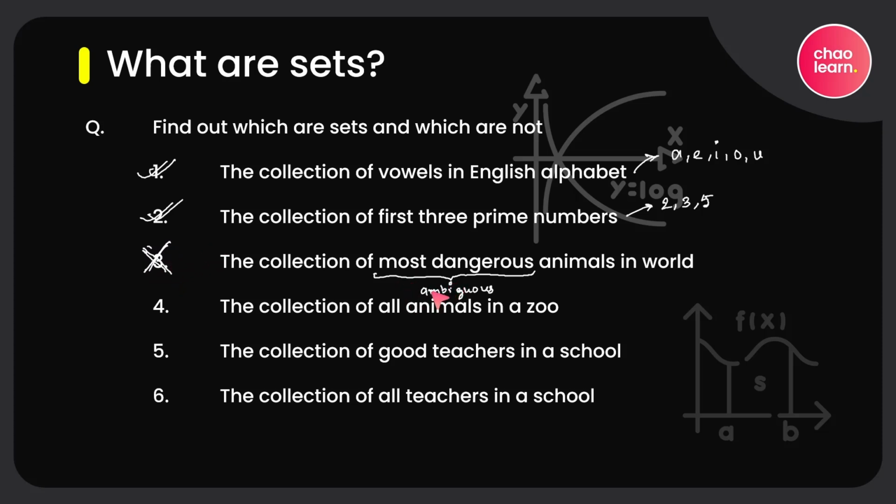But on the other hand, when we call the collection of all animals in a zoo, it's a set, because it's well defined. In a particular zoo, it's well defined what are the animals that are present in that zoo, and that's why it's a set.